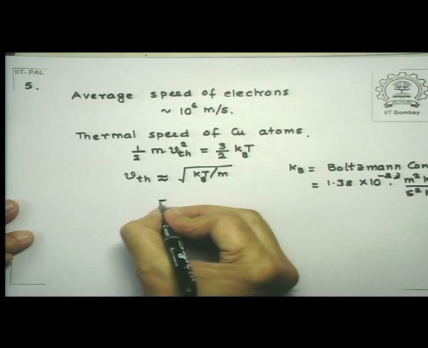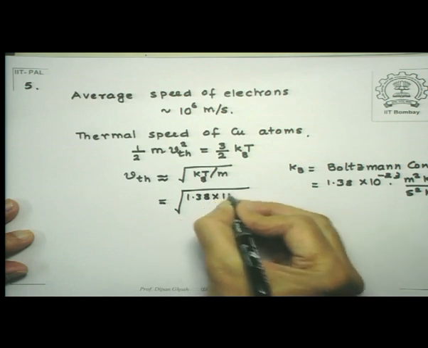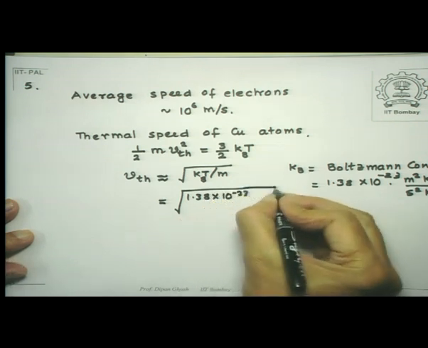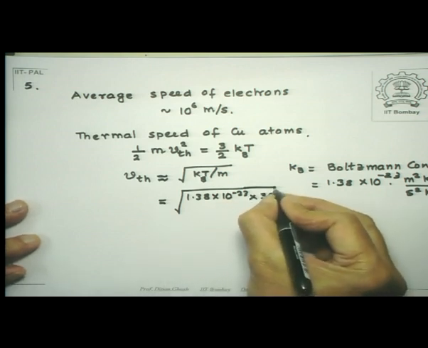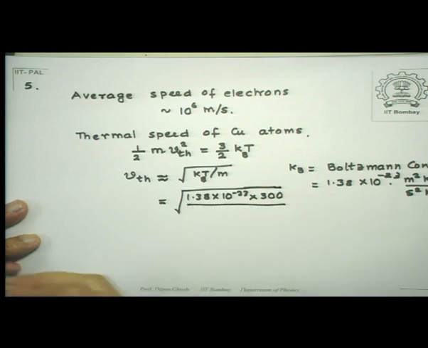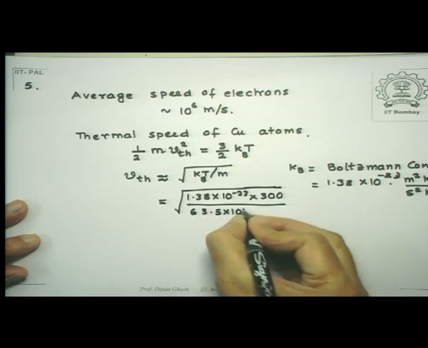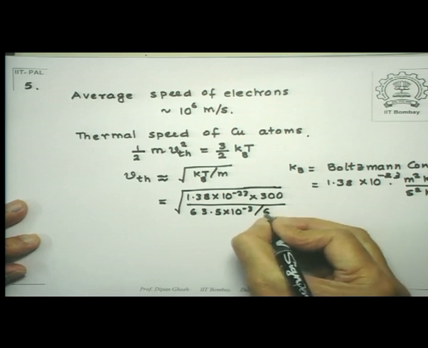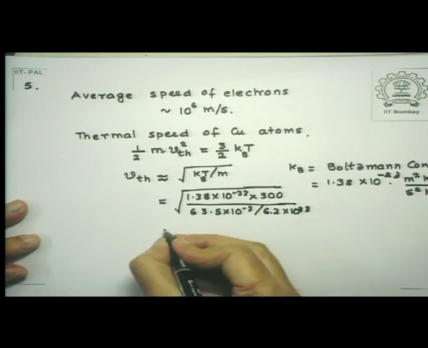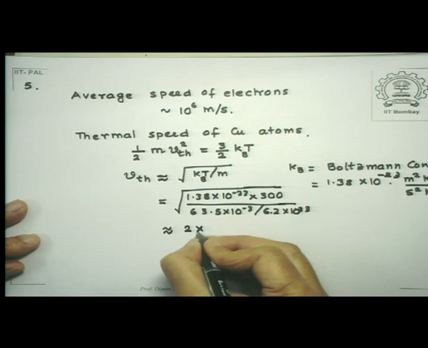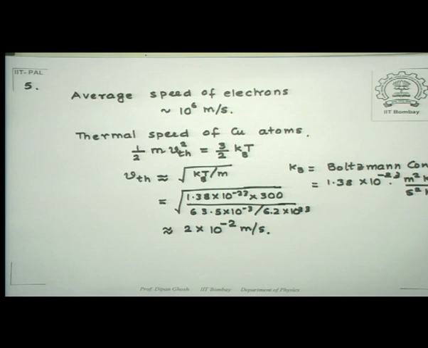Now if you substitute this, you can see it, this is 1.38 into 10 to the power minus 23. Let us take the room temperature to be 300 Kelvin, divided by the mass of copper atom, which we just now calculated to be 63.5 into 10 to the power minus 3 divided by the Avogadro's number, 6.02 into 10 to the power 23. And if you calculate all this, it works out to about 2 into 10 to the power minus 2 meter per second.